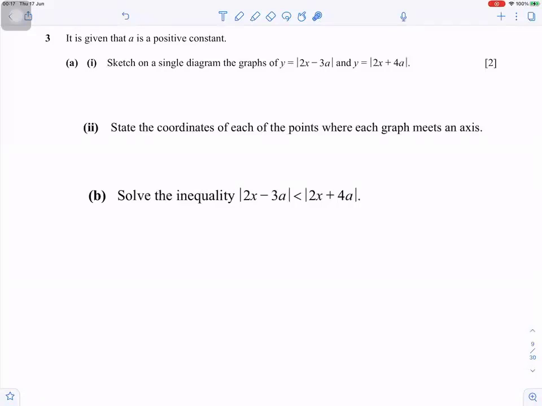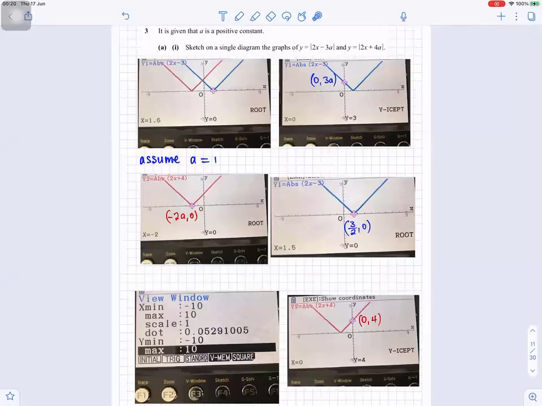Question number 3. It is given that a is a positive constant. Sketch on a single diagram the graph of this function. State the coordinates of each of the points where each graph meets the x-axis, and then solve the inequality. So we can assume that a equals 1.